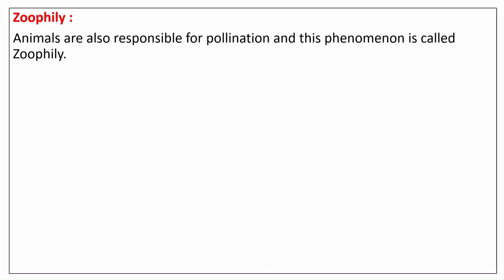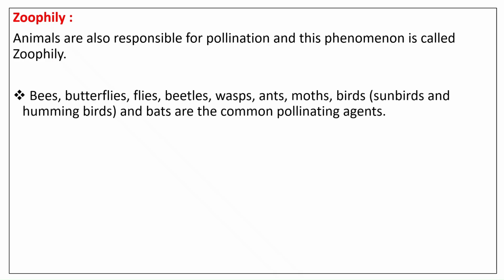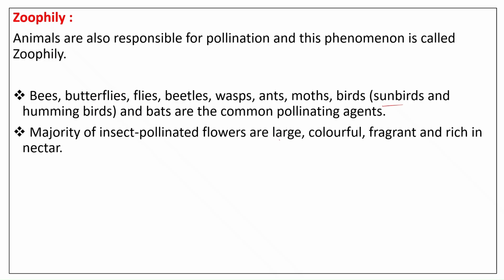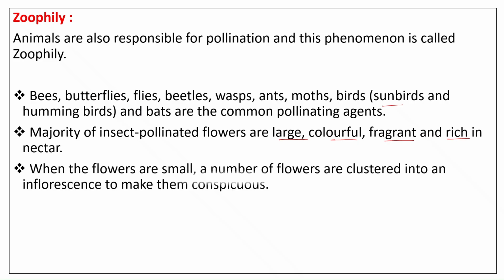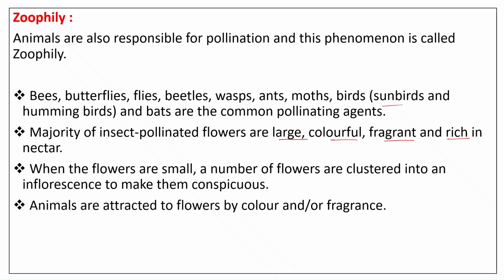Next, zoophily. Animals are also responsible for pollination, and this phenomenon is called zoophily. Here, bees, butterflies, flies, beetles, wasps, ants, moths, birds, that is sunbirds and hummingbirds, and bats are the common pollinating agents. The majority of insect-pollinated flowers are large, colorful, fragrant, and rich in nectar. When the flowers are small, a number of flowers are clustered into an inflorescence to make them conspicuous. Animals are attracted to flowers by color or fragrance. Let's study one by one.